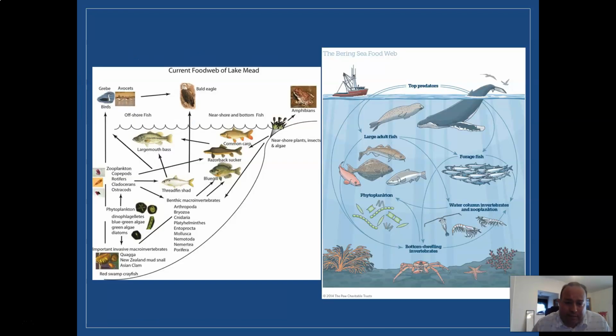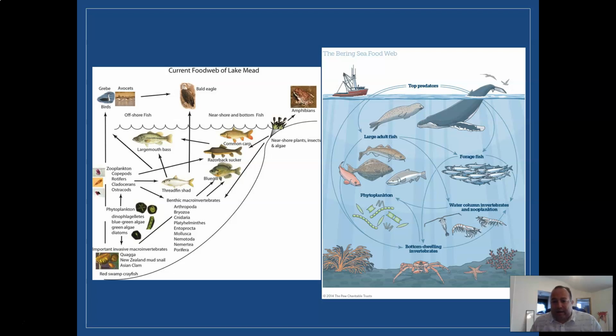And so just some quick examples here. On the left is a food web from Lake Mead, which is the Hoover Dam area in Nevada. You can see that there's all sorts of different things that go into the food cycle there, in terms of near shore plants, insects, and algae that come from the riparian habitat, and then those fish feed off of that, and the other fish feed off of them. You've also got the invertebrates and the plankton and all of that.